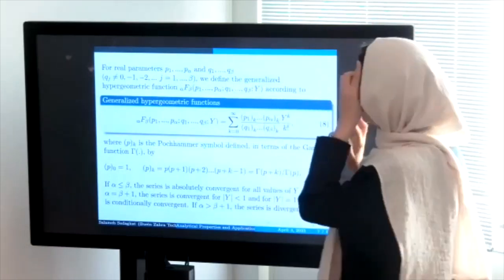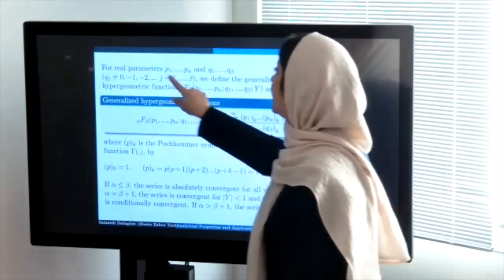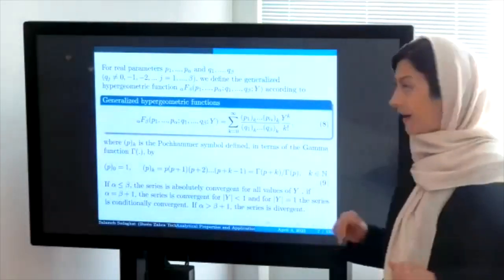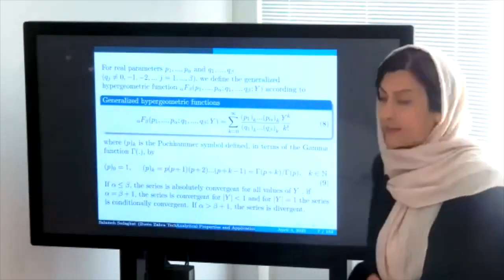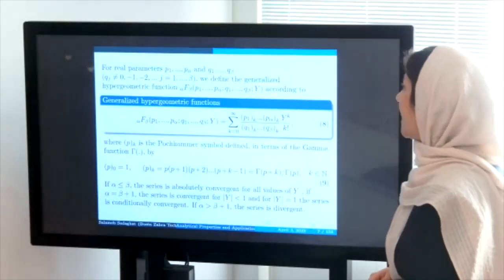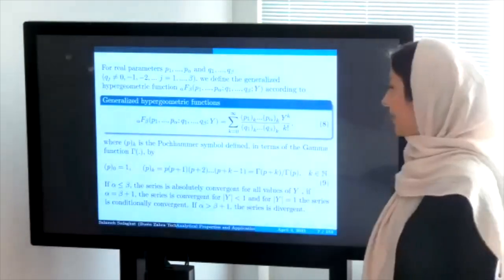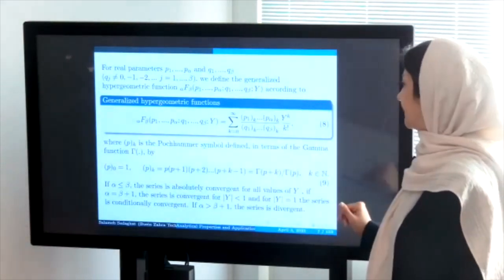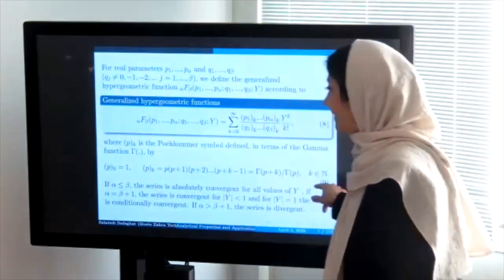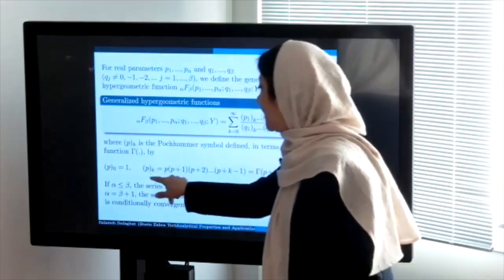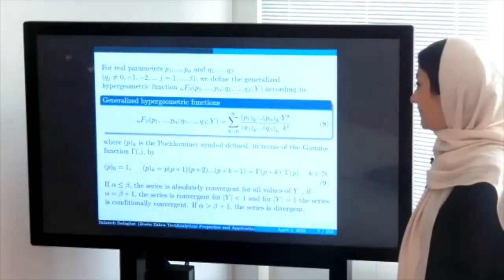Here I have another definition, hypergeometric function. What's that? Real parameters p1, p2 to p alpha and q1 to q beta. Here the qj's are not zero or a non-positive integer. We define the generalized hypergeometric function by this symbol F of alpha and beta, and it has this series expansion. In this expansion, this symbol is the Pochhammer symbol, defined by p0 equals 1, and pk can be obtained by the gamma function, gamma of p plus k divided by gamma p.